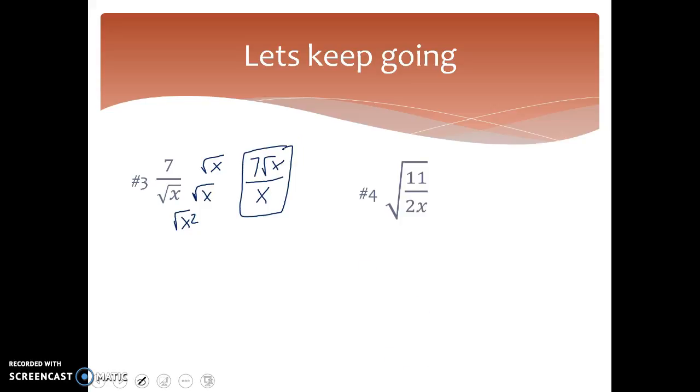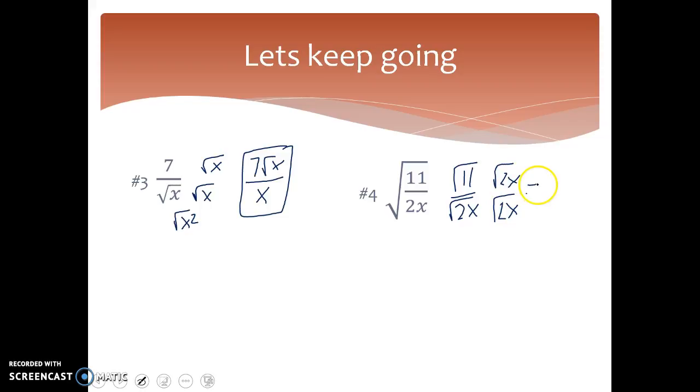Now let's take a look and see what happens if we have both variables and numbers underneath the radical sign. So what I'm going to do here is I can't simplify 11 over 2, so I'm just going to write this as the square root of 11 over the square root of 2x. But then I want to rationalize the denominator, so I'm going to multiply by the square root of 2x, both on the top and the bottom.